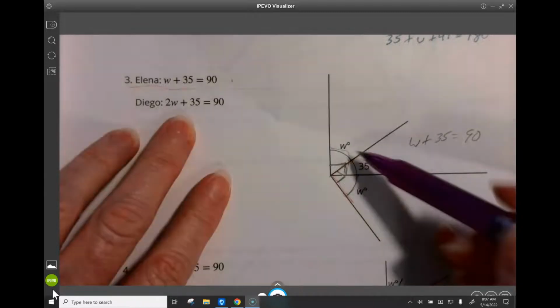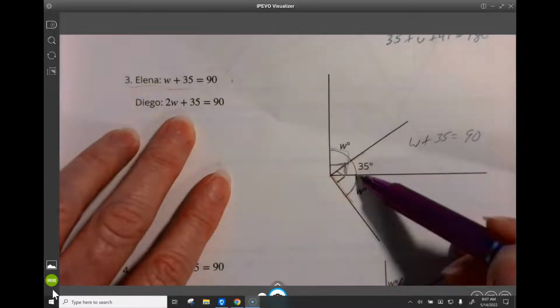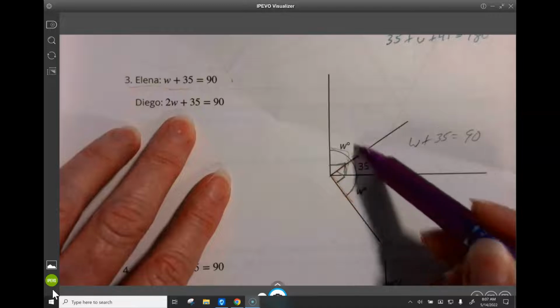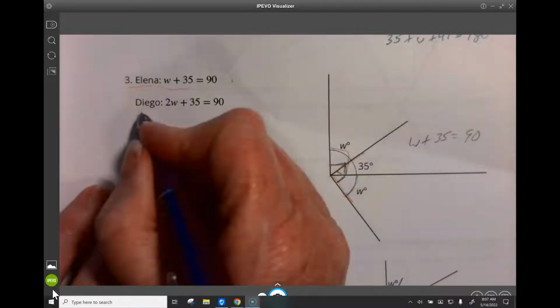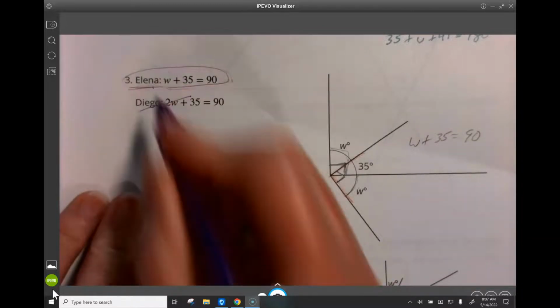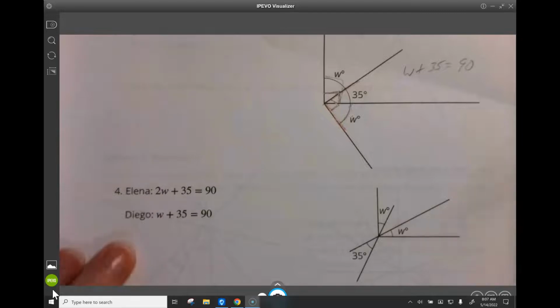2w plus 35. So they want to take this whole thing. Well, look at that. If this one's 90, I can't take all three of these and equal 90. So hello, pay attention, Diego. So Elena was right. Okay, number 4.